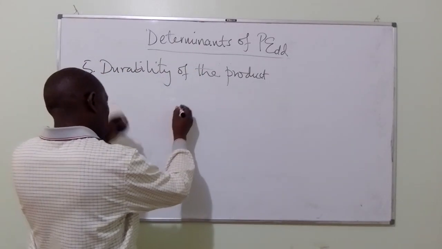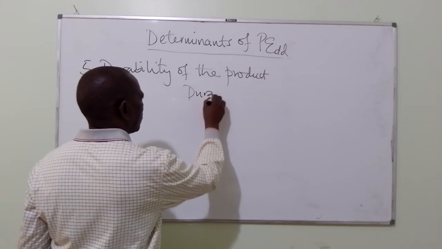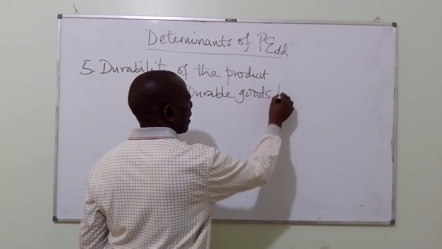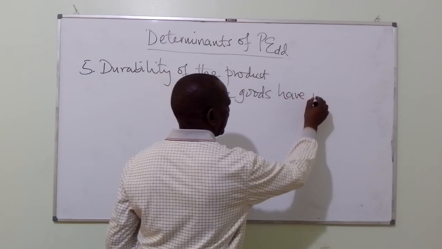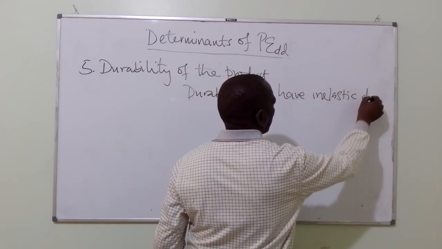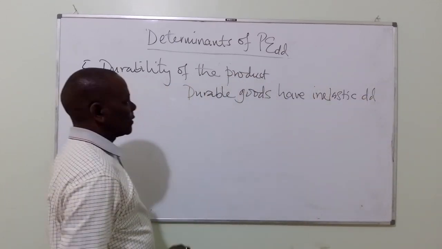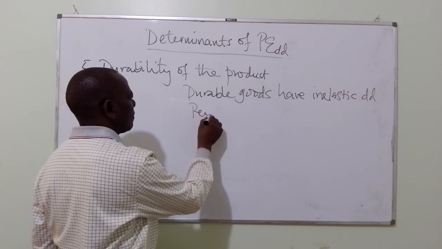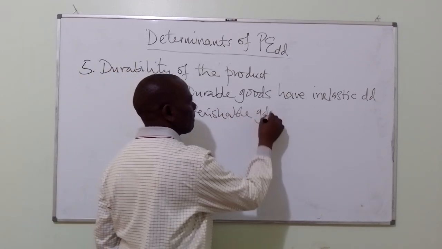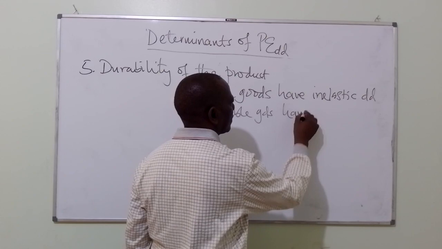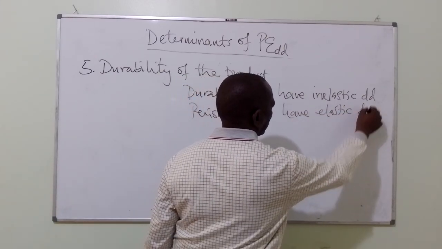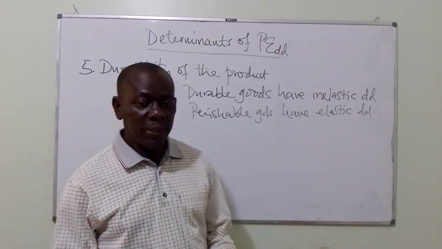So here we say durable goods have inelastic demand, whereas perishable goods have elastic demand. Now, with this one, what does it mean?